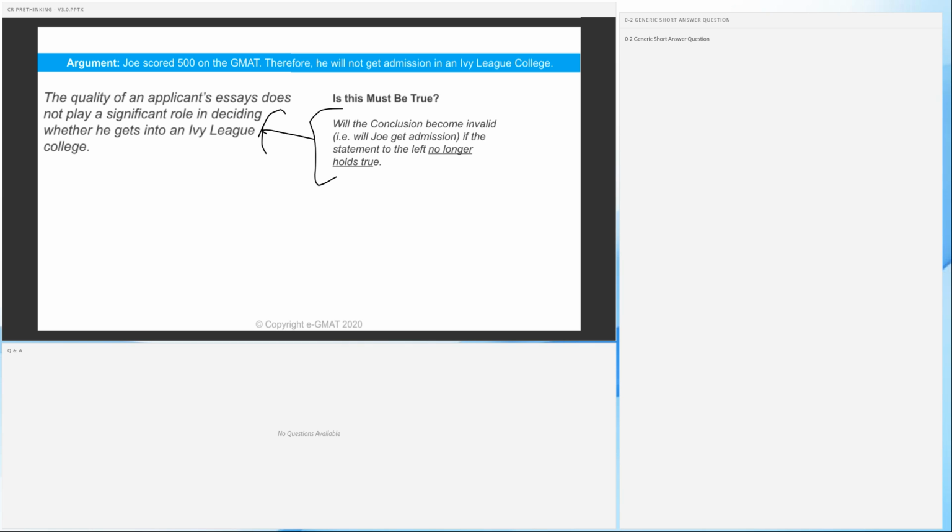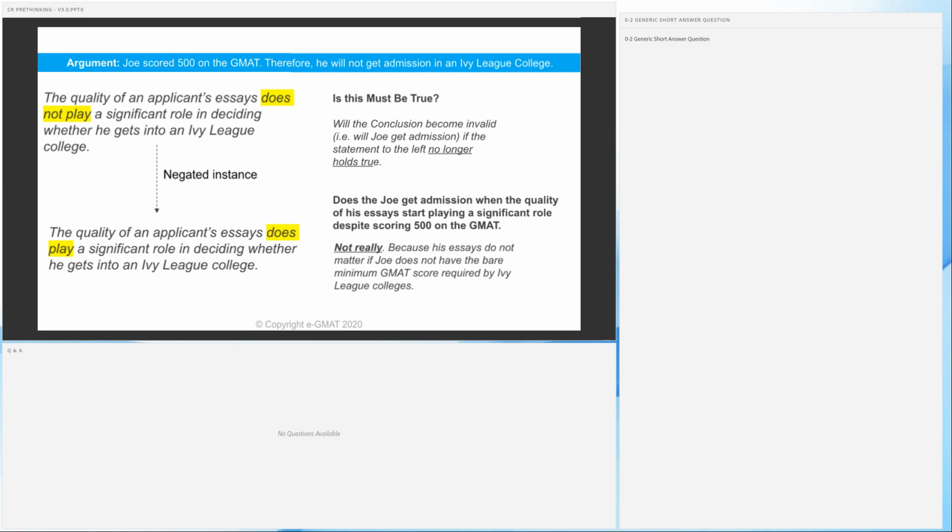So when we say if this statement is no longer true, then its negated version becomes true, which means the quality of applicants' essays starts to play a significant role. Now, will Joe get admission into an Ivy League college if that happens? No, absolutely not. Why? Because if he doesn't meet the minimum threshold, it won't matter how good an essay he provides. He has to meet that minimum threshold before those essays can start to matter.